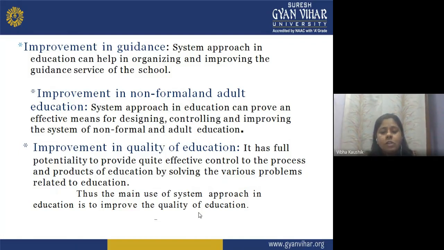Improvement in quality of education. As we all know, system approach will help us to know the problem solving approach, a method of analyzing the educational process and making it effective. So when we are saying that the system approach is related to that, then automatically there will be an improvement in quality or improvement in education. It has full potential to provide effective control to the process and product of education by solving the various problems related to education. Thus, the main use of system approach in education is to improve the quality of education.